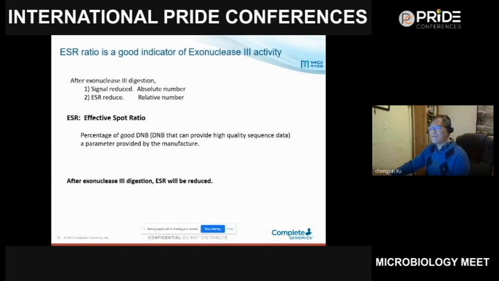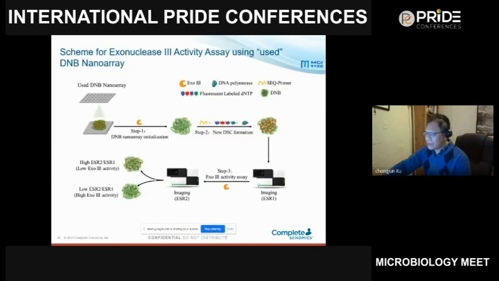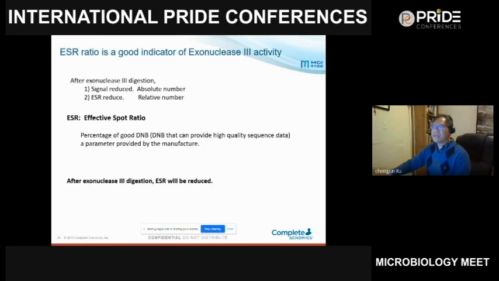we do not like it very much, since different assays and different processes have different intensities. We are using a relative number, which is ESR. ESR means the effective spot rate, the percentage of good DNBs. Basically, we use this ESR to indicate our X3 activity, because with nuclease digestion, ESR will be reduced since there will be many fewer good DNBs.